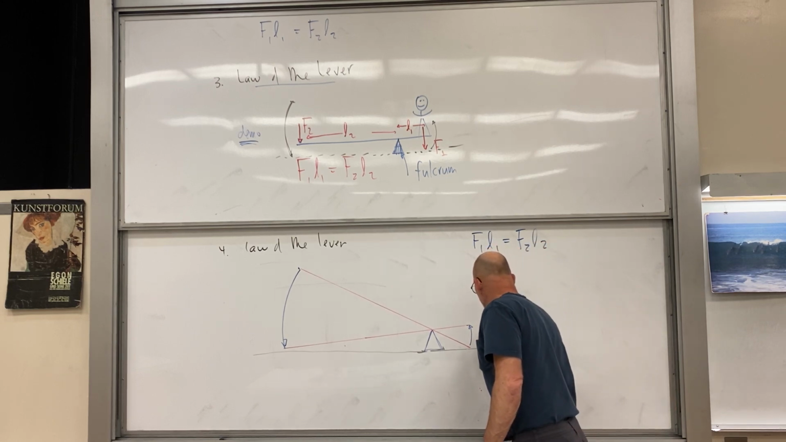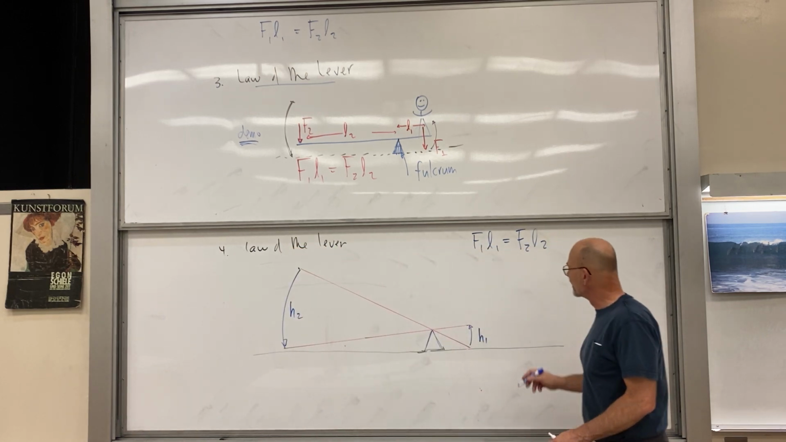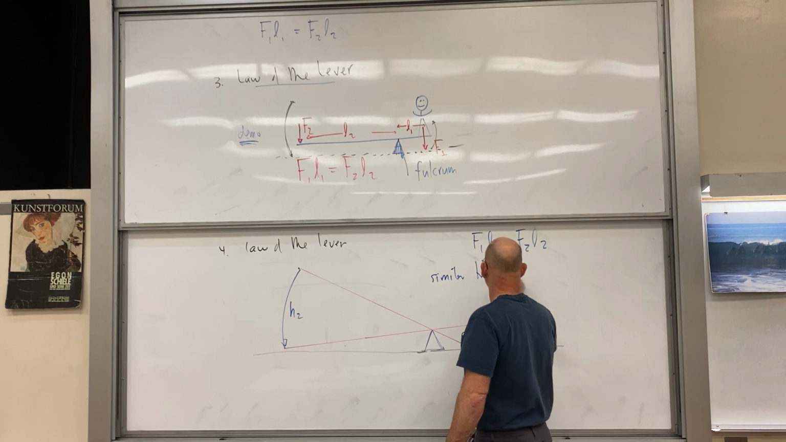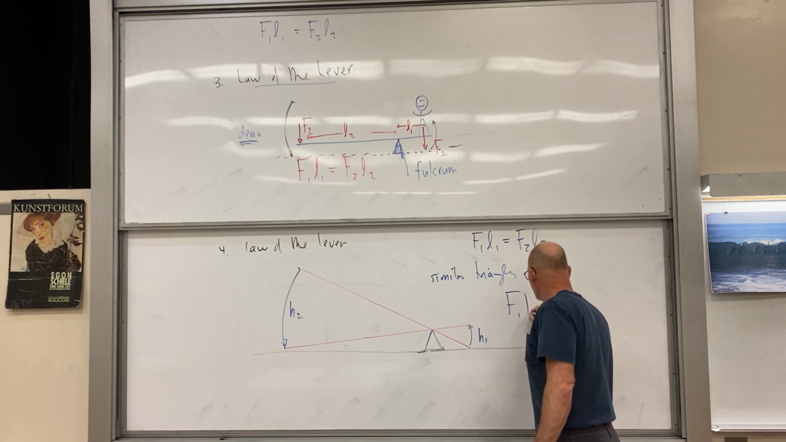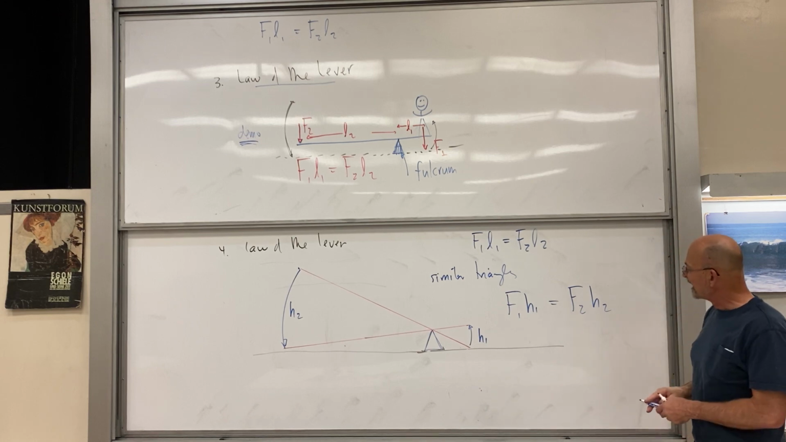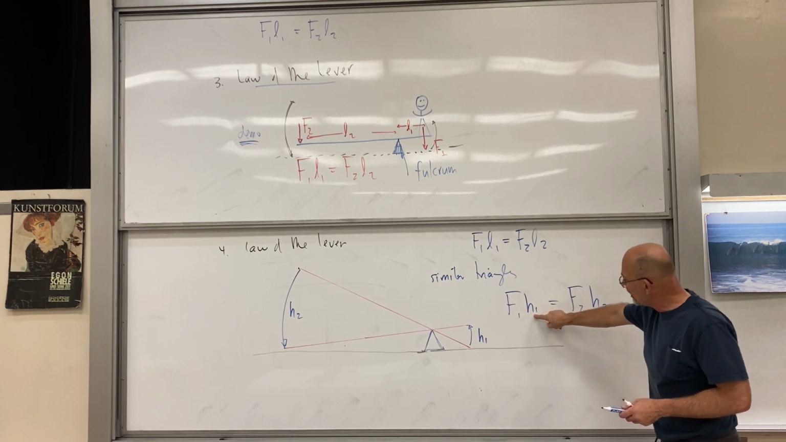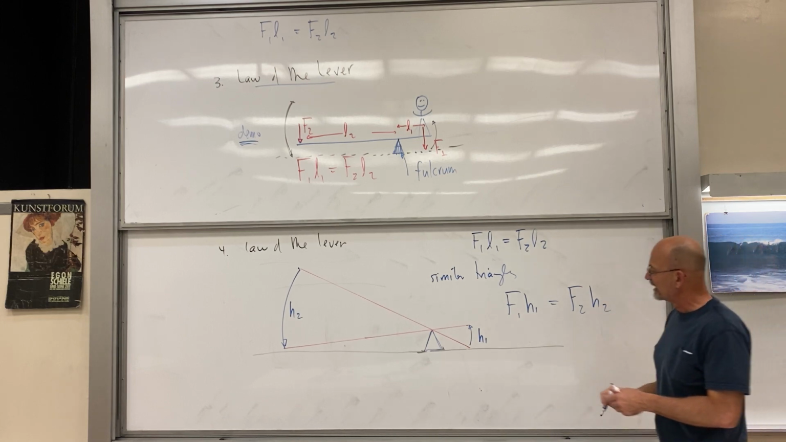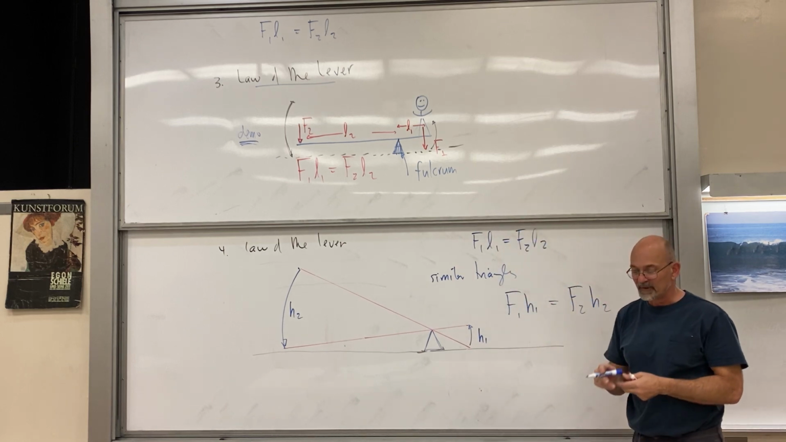I could have this H1 and this H2, and because of similar triangles, I'm also going to have F1 H1 is equal to F2 H2. And now these are the distances I lifted. So I had a very large force times a small distance equals a small force times a greater distance. And it's just the ratio of these lengths as it was before. So these ratios are going to be the same.